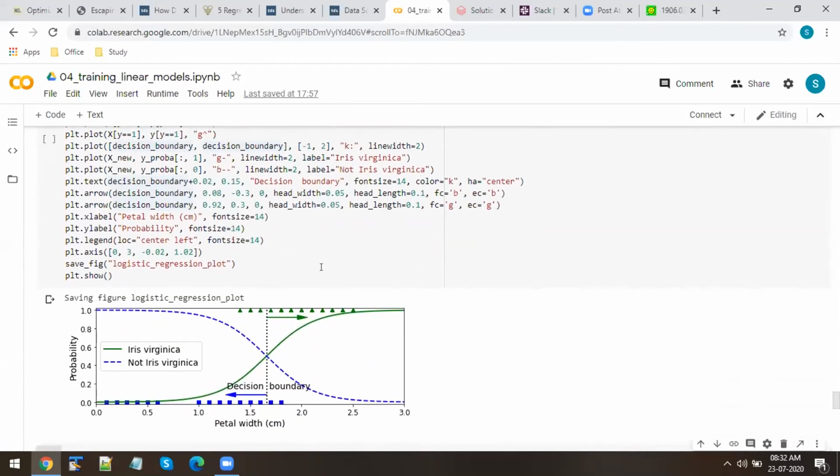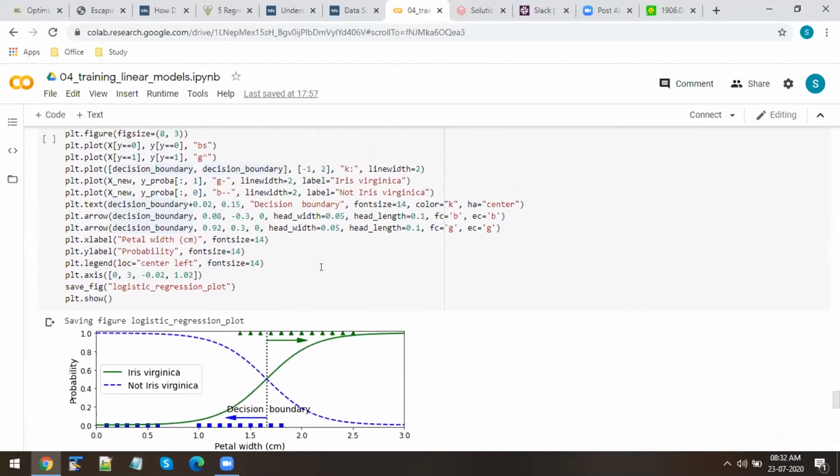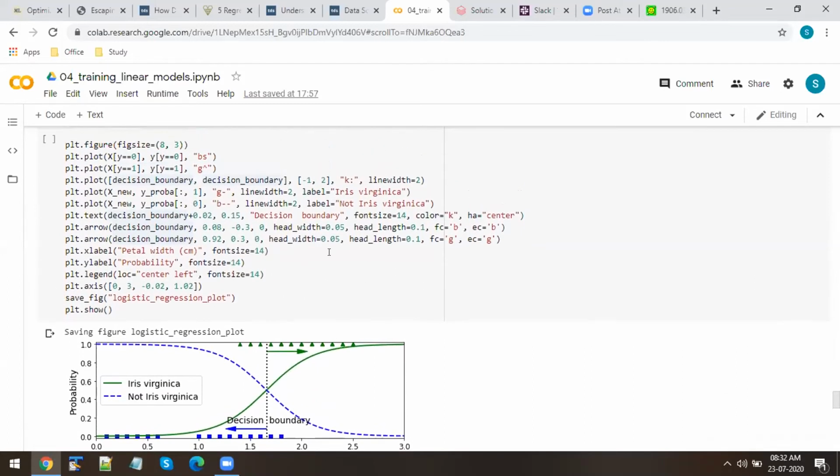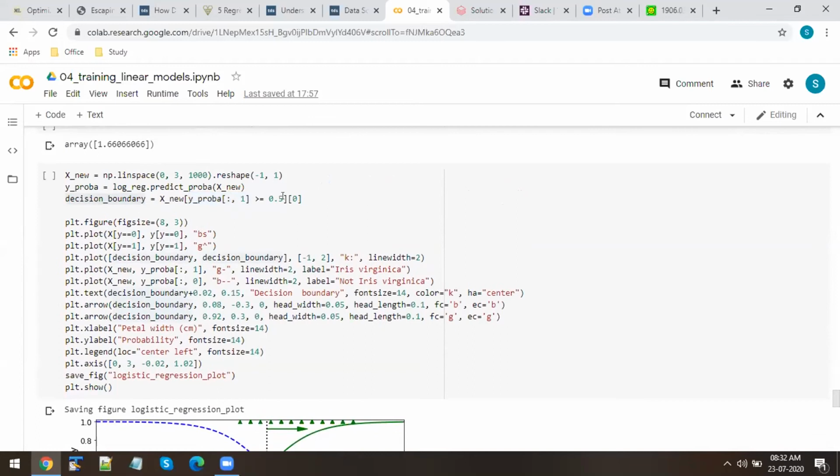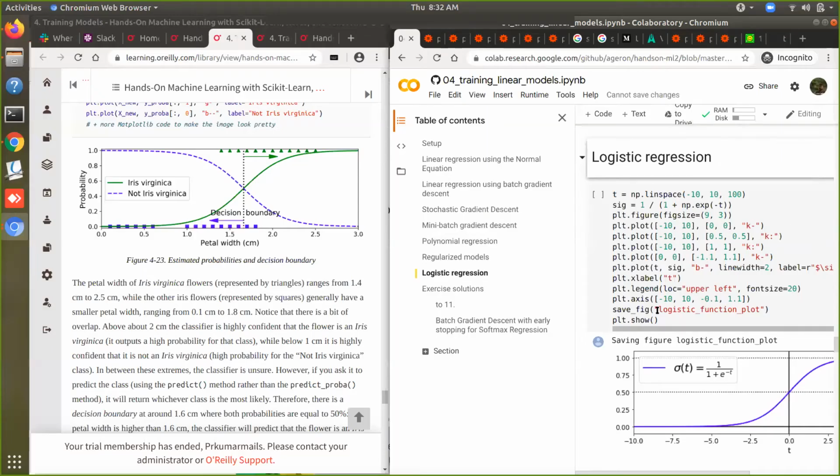Yeah, and it's exactly what I said. It's where the probability is 0.5, that's where you have the decision boundary. Right, this one. Okay, thanks. Yeah, and 0.5 is not always the optimal cutoff. Depending on the problem, we have to change it slightly.